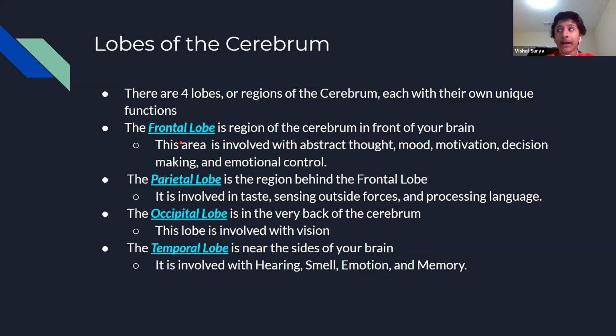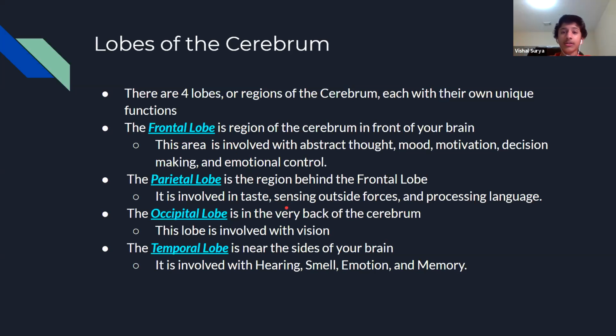Next, we have the parietal lobe. It is a region behind the frontal lobe, as you'll see in the diagram. And it is involved with taste, sensing outside forces, or these outside forces we called stimuli last week, and processing language.